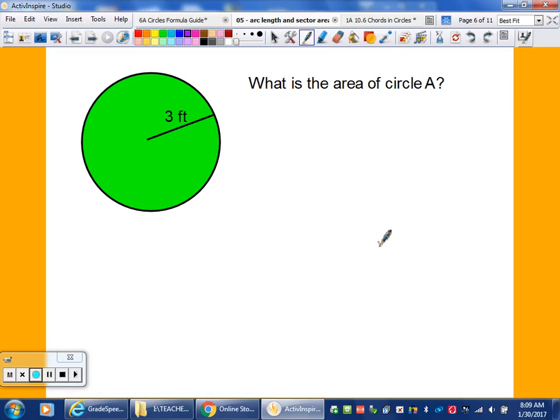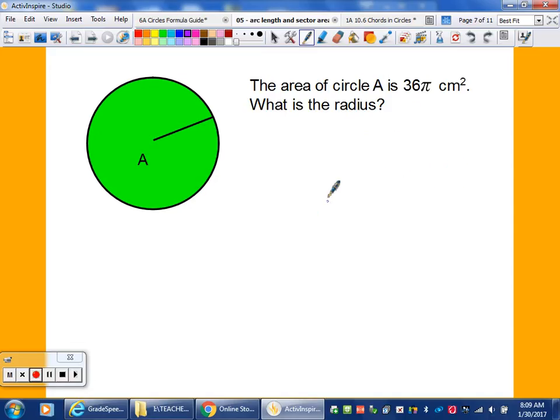Now, we're going to switch gears and we're going to start talking sector area. To find sector area, you first need to find the area of a circle. The area of a circle is equal to pi times your radius squared. So if I had this circle here with a radius of 3 feet, the area would be pi times 3 squared, which is 9 pi feet. Don't forget your units. Okay? Area is not so bad.